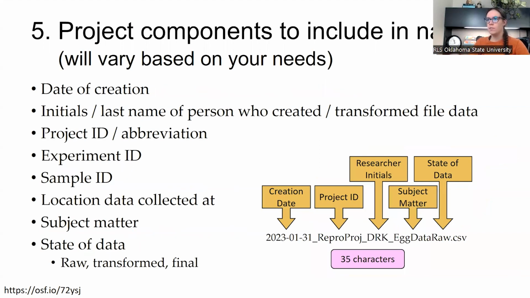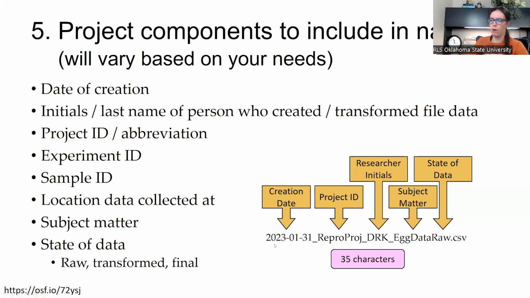Then for this portion, I'm not going to go through every single bullet point. This is just a list of common project components that I saw come up as recommendations to include in file names. The exact components that make sense for you to include are going to vary quite a bit depending on the type of file that you're using or your particular needs for the project. And so just as an example here, I've got a pretend file name that I might use for one of my projects. And so I opted to start with creation date.